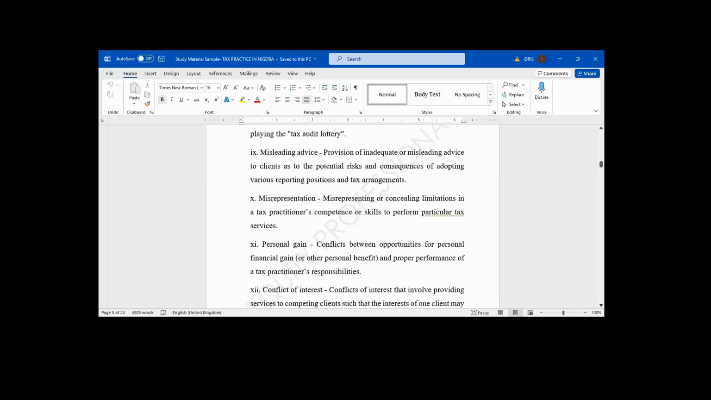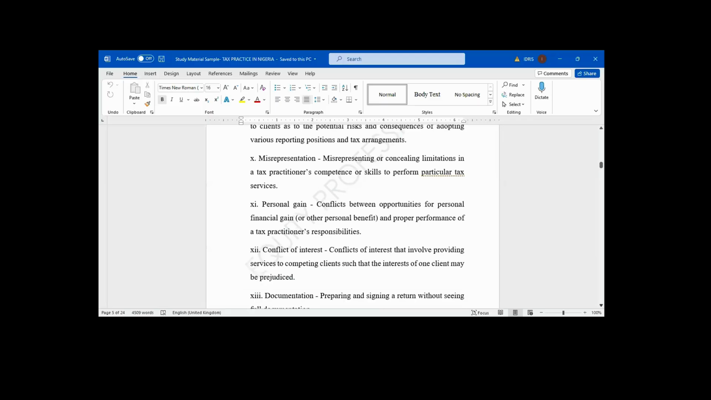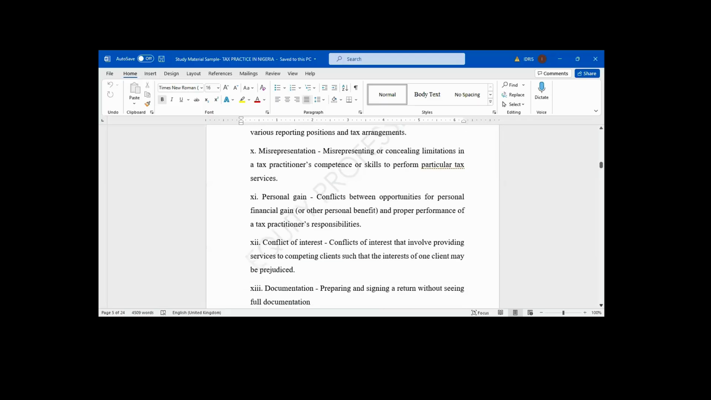Another ethical issue is soliciting for personal gain. You are paid for the job you want to do, maybe as an external auditor or as a tax consultant. Apart from the fee that they pay you, you now see that this client is making profit. They are enjoying. During the audit exercise, you are not asking for personal gain, you are looking for financial gain from the client.